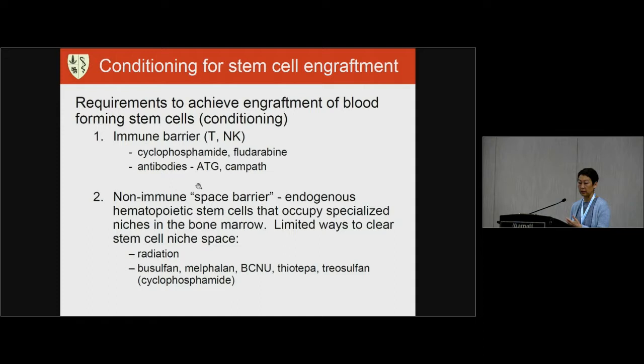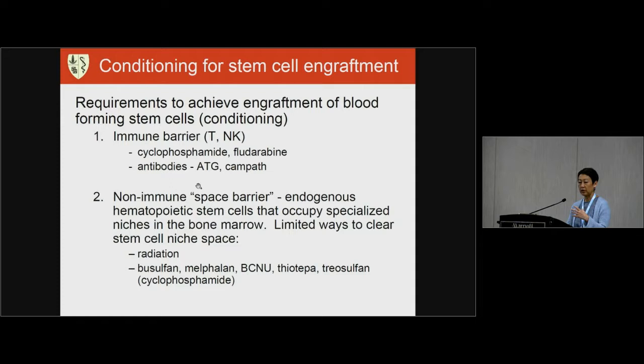So of course, as I talked about, there is the immune barrier, and let me just use the pointer here. I'm not used to using the mouse. So the agents that we use are things like cyclophosphamide and fludarabine, the anti-lymphocyte agents, so we do lymphodepletion, or use antibodies such as anti-thymocyte globulin or CAMPATH.